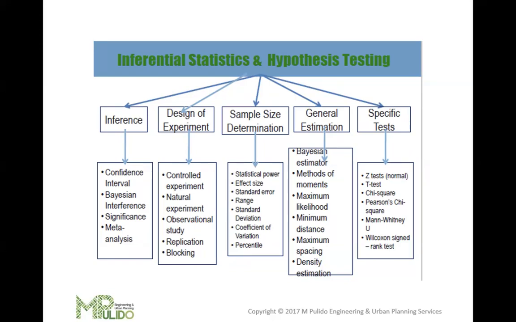A low standard deviation indicates data points are close to the mean. General estimation, second to the last. This involves estimating population parameters based on sample data.